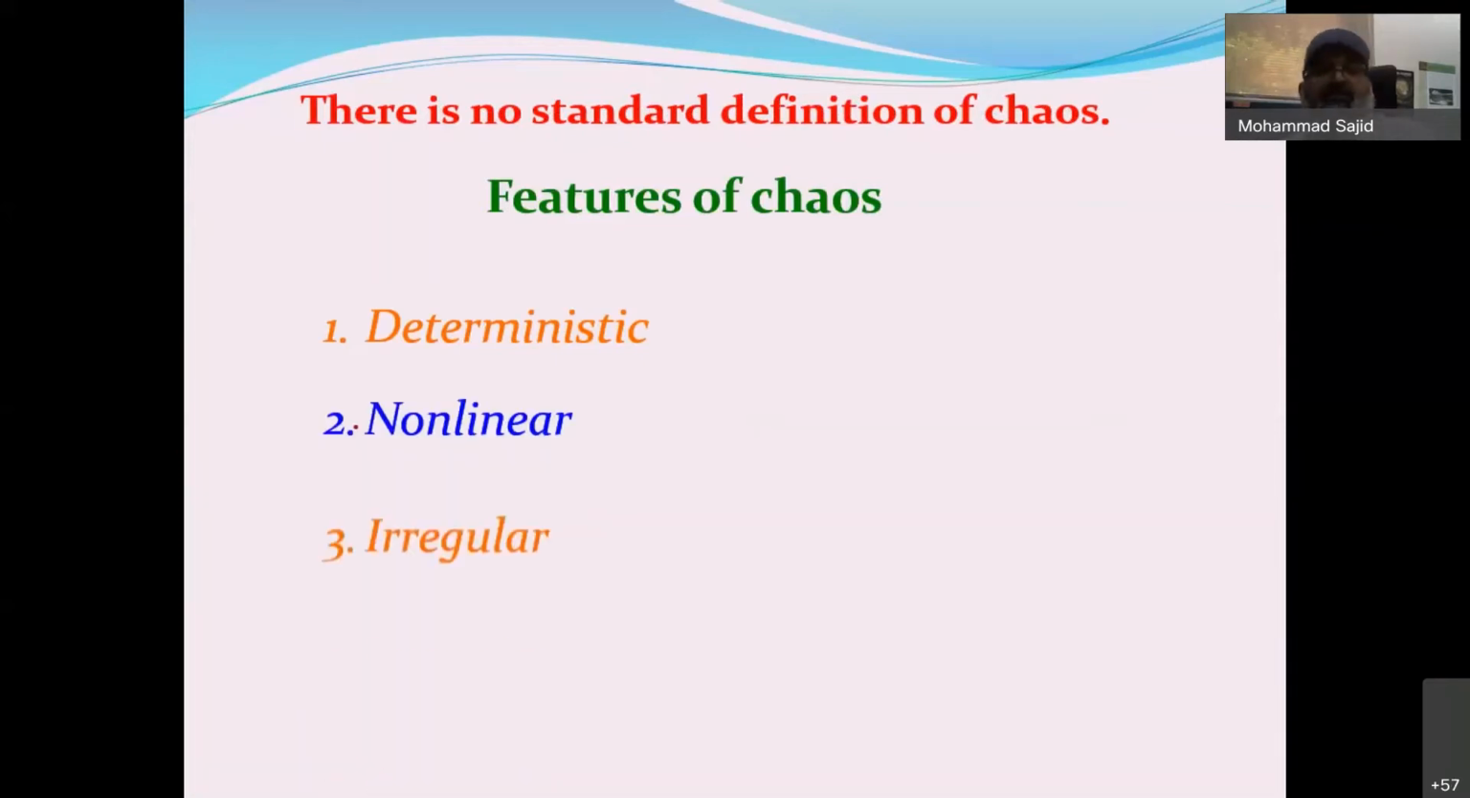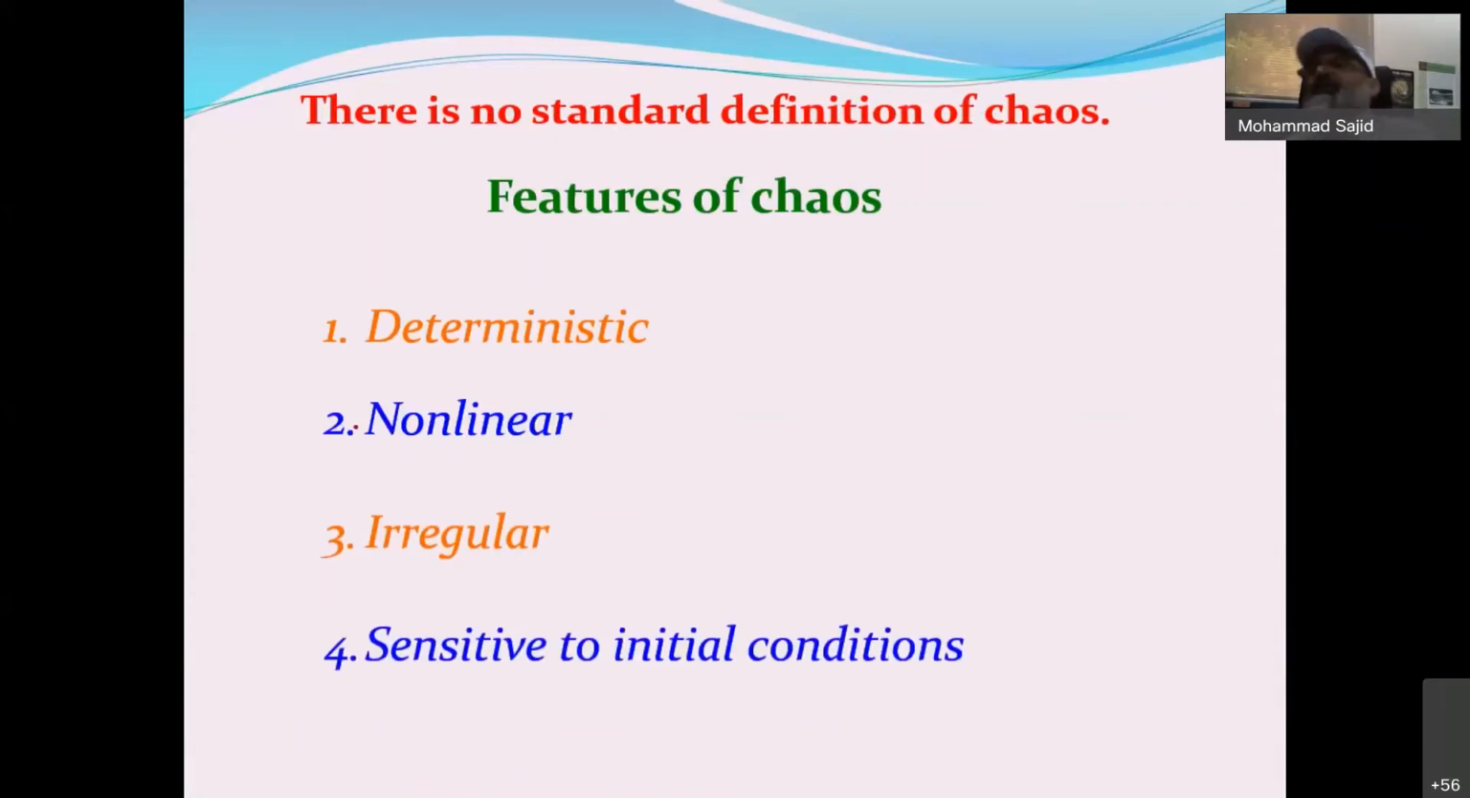So the features of chaos: deterministic, non-linear, irregular, sensitive to initial conditions. We have these things.